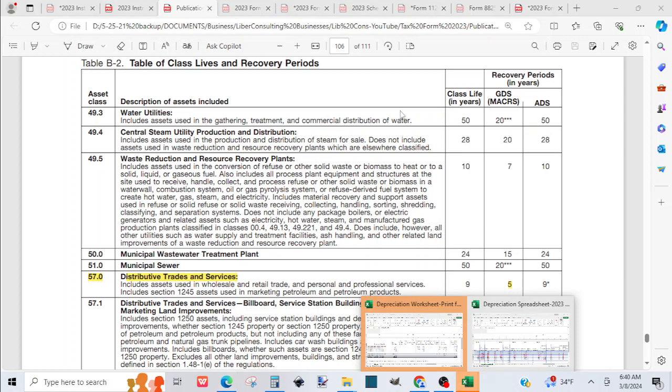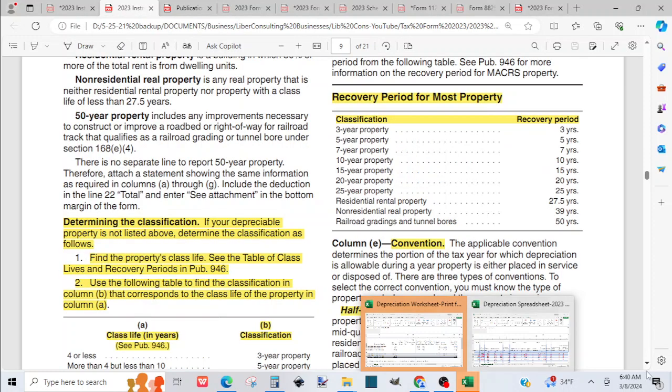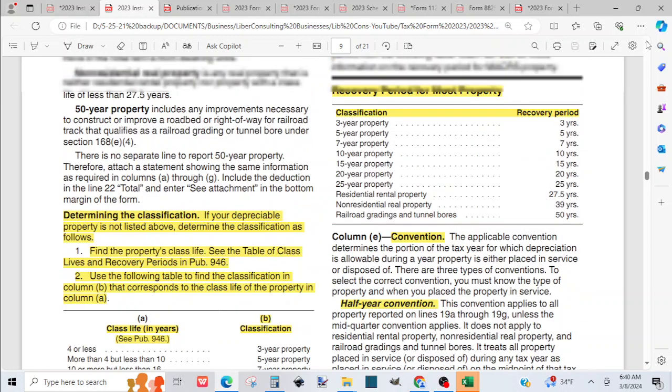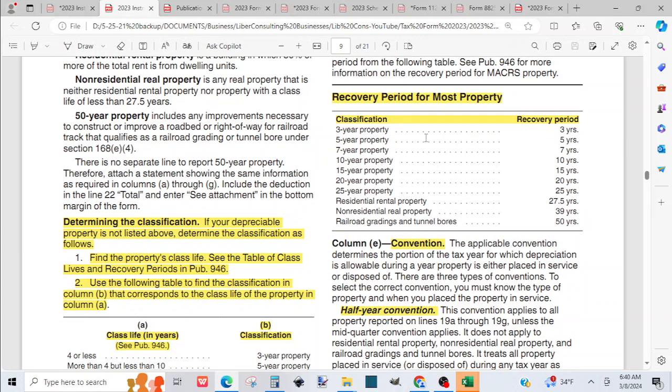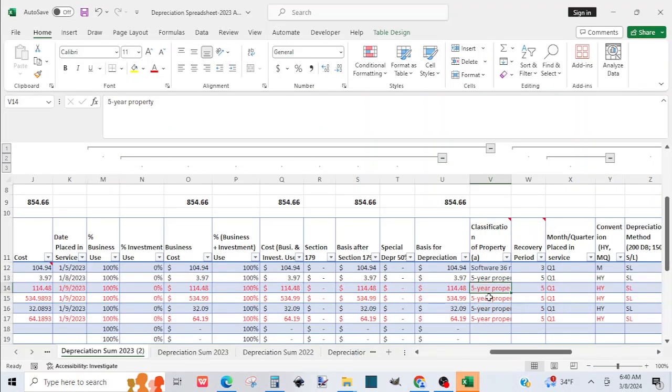So taking the asset class that I recorded, if I go to the instruction, it's stated that anything less than 10 year is 5 year property classification, and the recovery period associated with it is 5 years. So that information came from there. That's how you will use those two, publication and instructions, to retrieve that information.